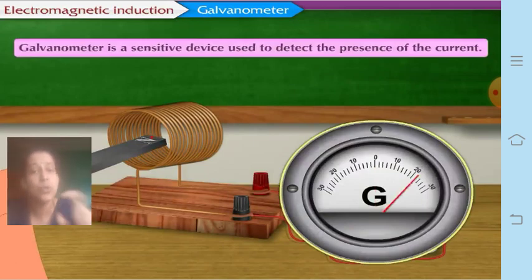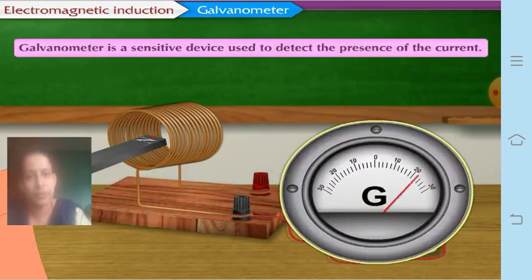And it is also working on the same principle as that of the electric motor. An electric motor works on the principle that when a current carrying conductor is kept in a magnetic field, it experiences a force. And in the same way, a galvanometer is also a device which works on the same principle.